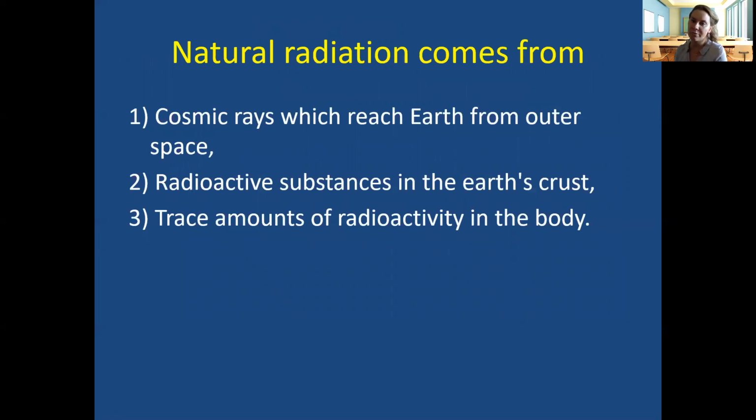Natural radiation comes, first of all, from cosmic rays which reach Earth from other stars, radioactive substances in the Earth's crust, and trace amounts of radioactivity in the body.